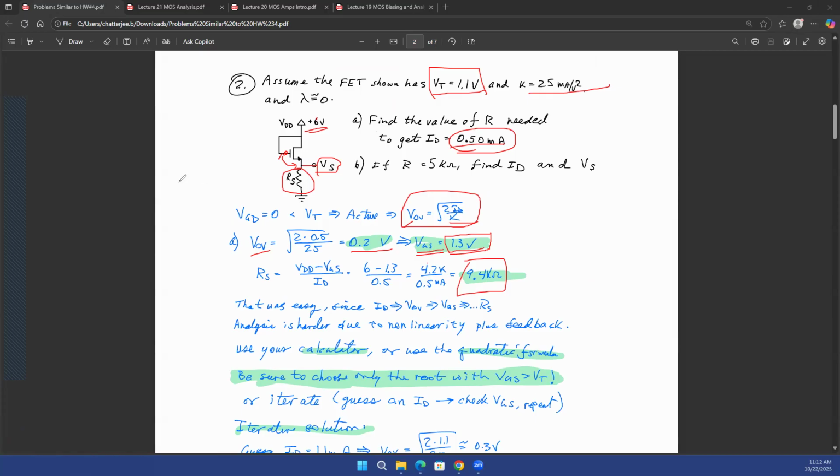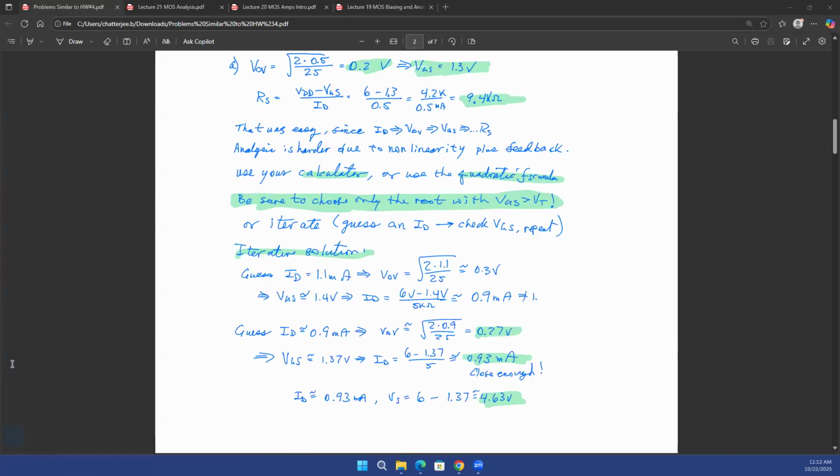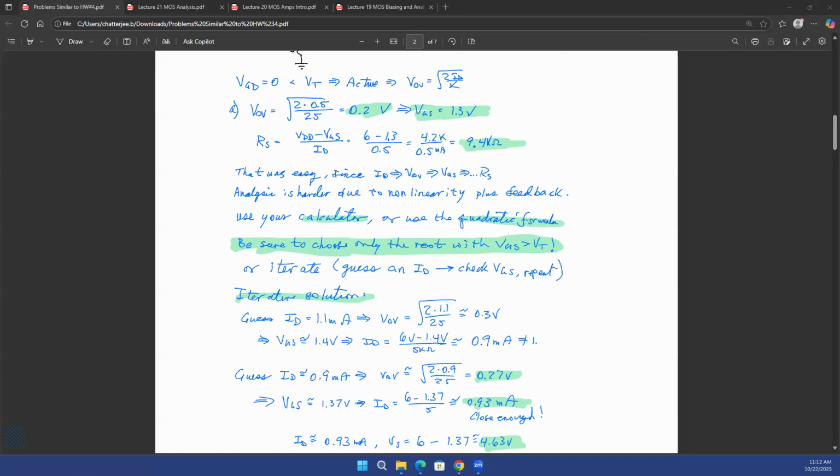Now, the second part of the question is that if this resistance is 5 kilo, you want to find out ID and Vs. The first part was easy. That analysis was easy because you had all these terms known, that your V overdrive was something you could find out because ID was fixed. Your threshold voltage was fixed, so you could find out VGS as well.